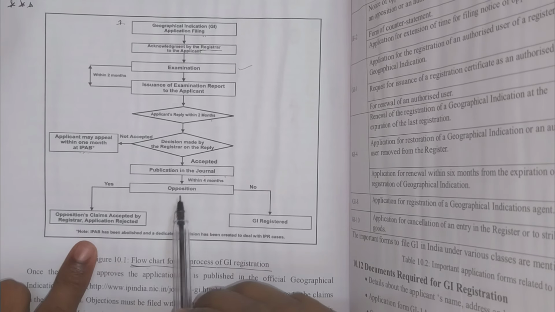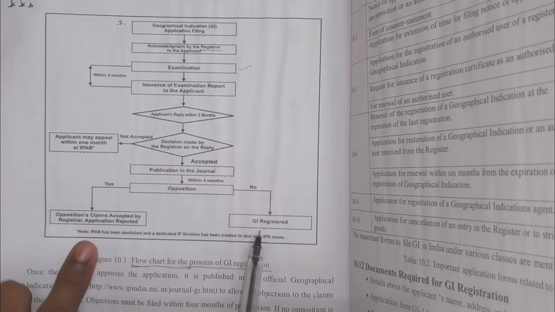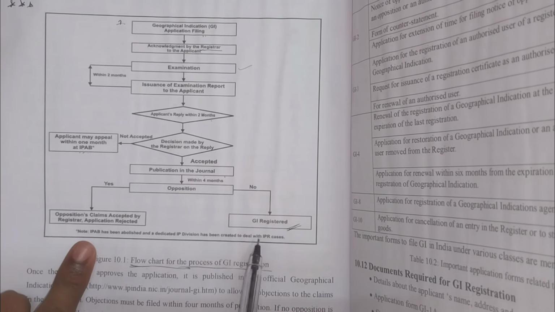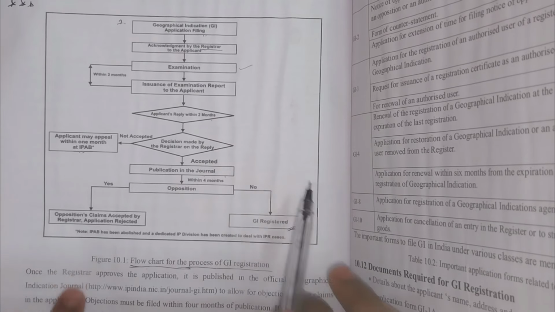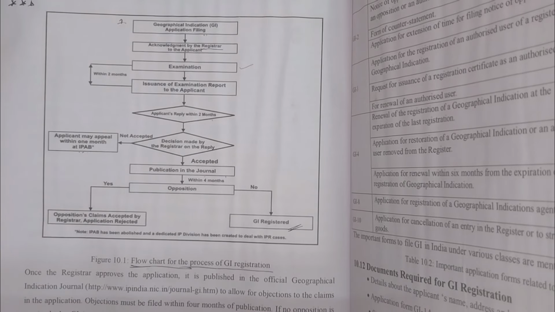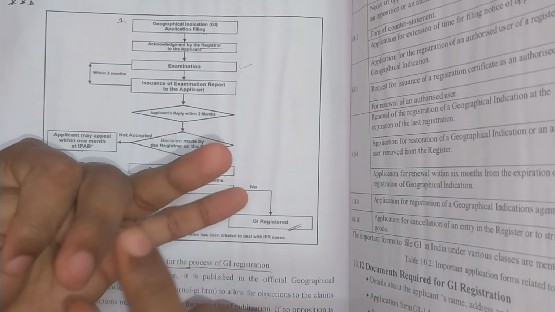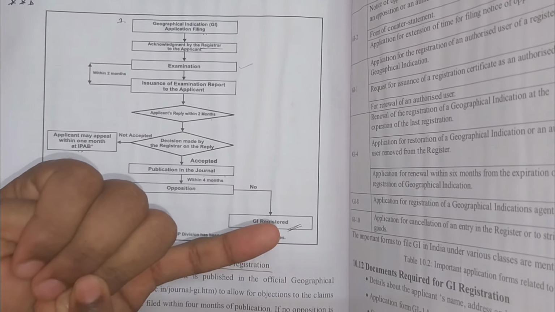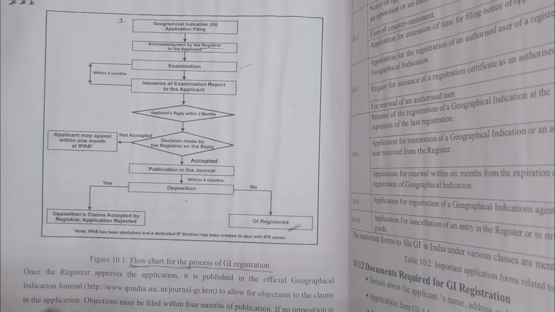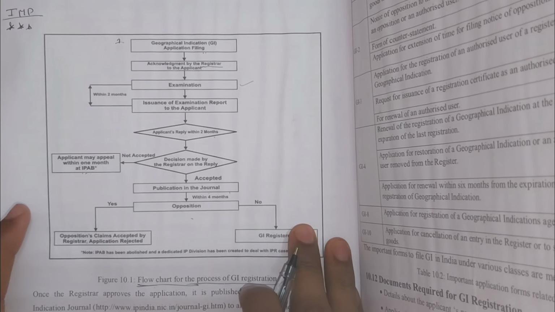Okay, in case if there is any opposition. Otherwise, if there is no opposition, then it will get a geographical indication registration. So here, if there is no opposition, GI registration will take place. This is how the flowchart for the process of geographical registration works. And moreover guys, just practice these 5, that is copyright, patent, trademark, industrial design, geographical indication. These 5 flowcharts for the process of registration, you just practice. If in case that question is asked, then you can explain.